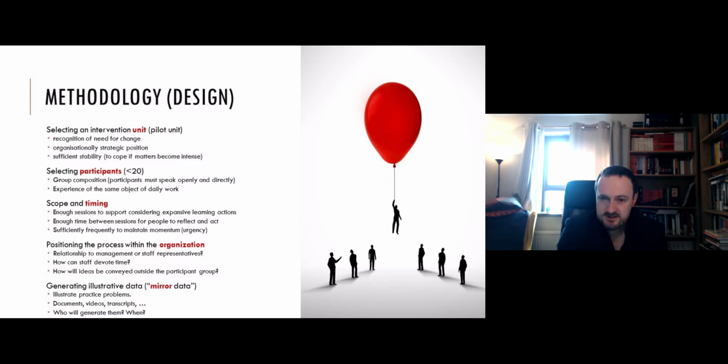We want to select participants. We need to keep this manageable. So I wouldn't want to do a change laboratory with much less than 10 people. I certainly probably wouldn't want to go more than 20 though, otherwise it's going to be difficult to manage their engagement with the tasks. And you've got a bit of a contradiction here from the beginning, because everybody's supposed to have experience of the same object of daily work. So you want people who are really engaged with the same activity, not on paper the same kind of people, but really engaged with the real actual same activity.